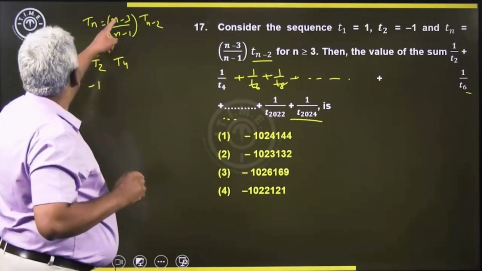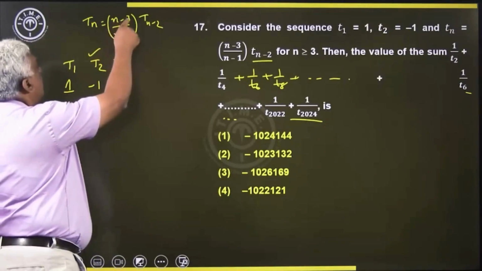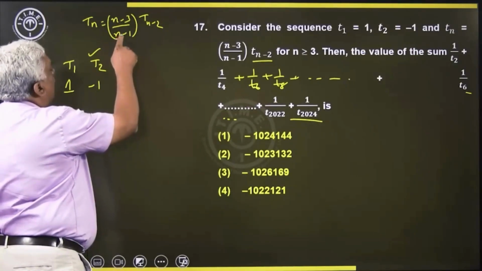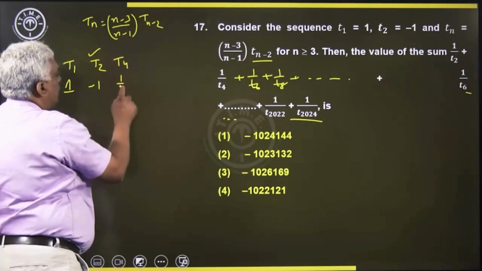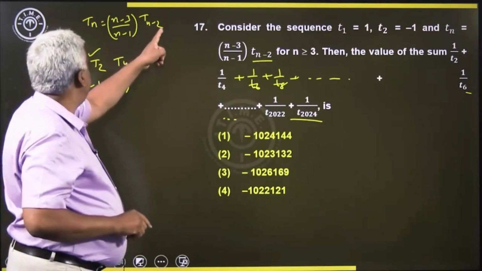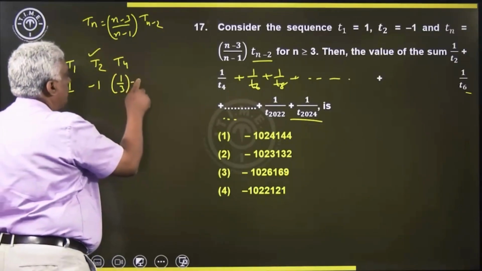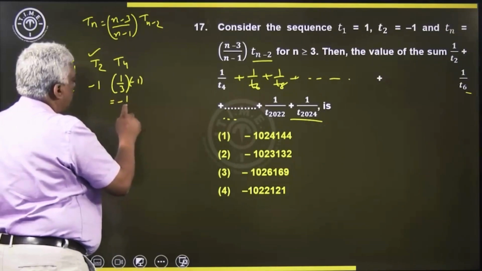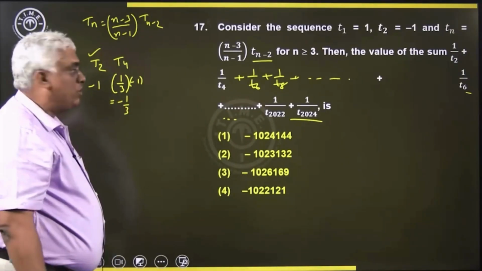T4, put the value of 4 here. So, 4 minus 3 is 1, by 4 minus 1, that is 3, into T2, put n equal to 4 here, and T2 is minus 1. So, it is minus 1, right. So, T4 is minus 1 by 3.